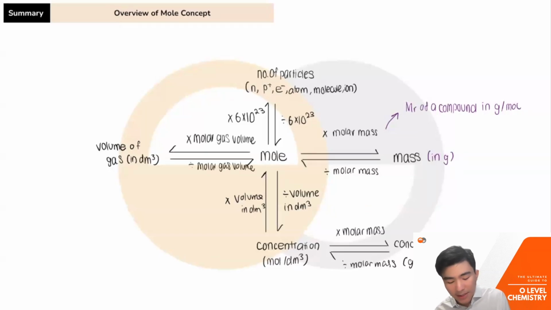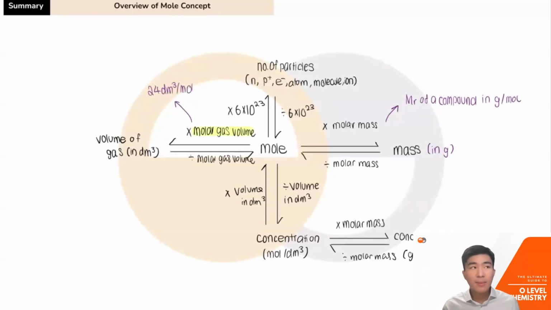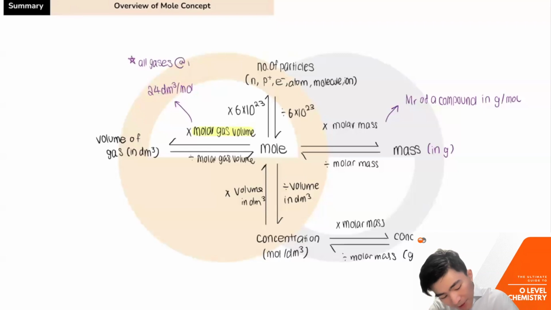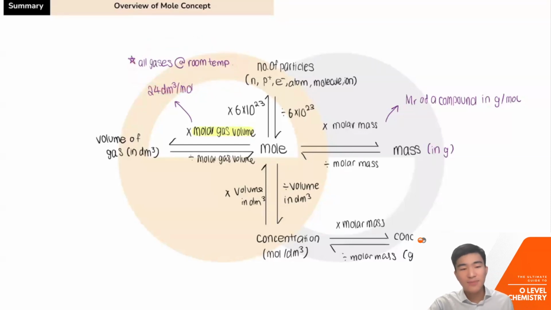Importantly, you need to know that this molar gas volume has a number of 24, and the important thing about this is that this 24 dm cube applies for all gases at room temperature. Most of the time, if not all of the time, O-level will give you room temperature. They will not give you other temperatures. They will always ask you to use molar gas volume.